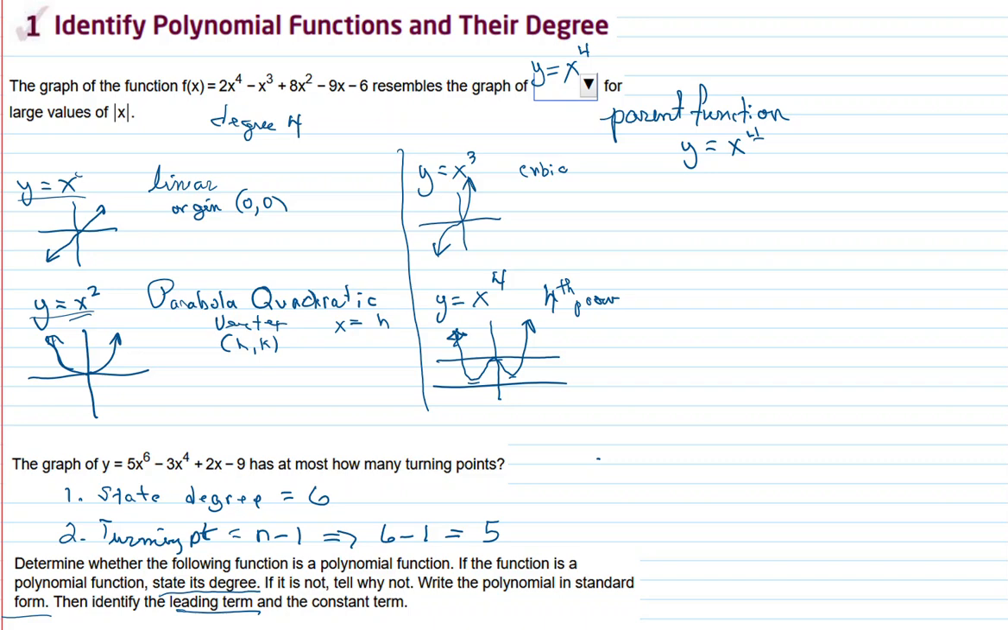So the parent function is what we start with. In real life, we manipulate it. We can flip it, we can shrink it, we can stretch it, we can make it go faster. All kinds of things can occur in the function, but the parent tells us the initial visual of that function. So in this case, our answer was y equals x to the fourth. And all of my examples are from the homework, so that's important too.